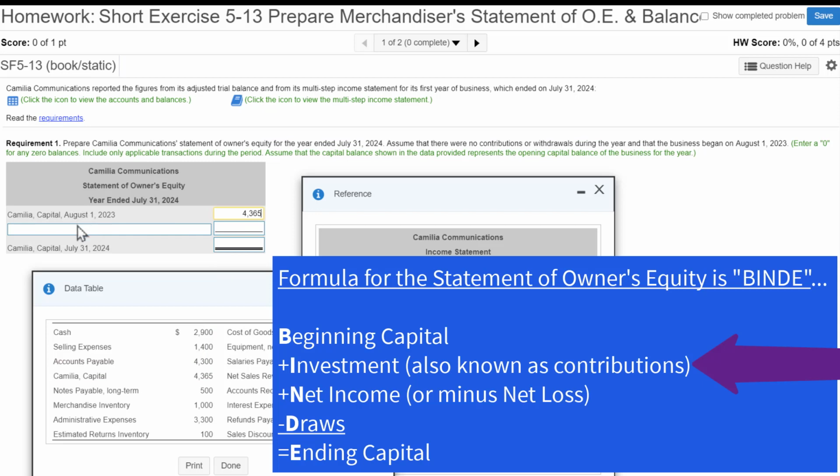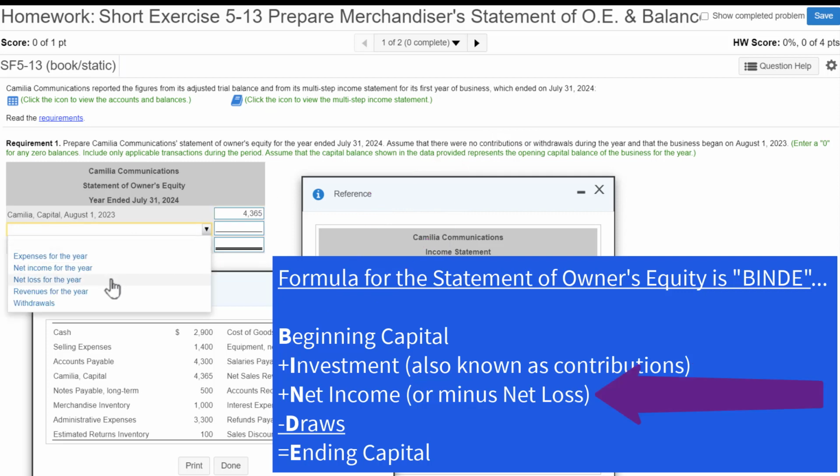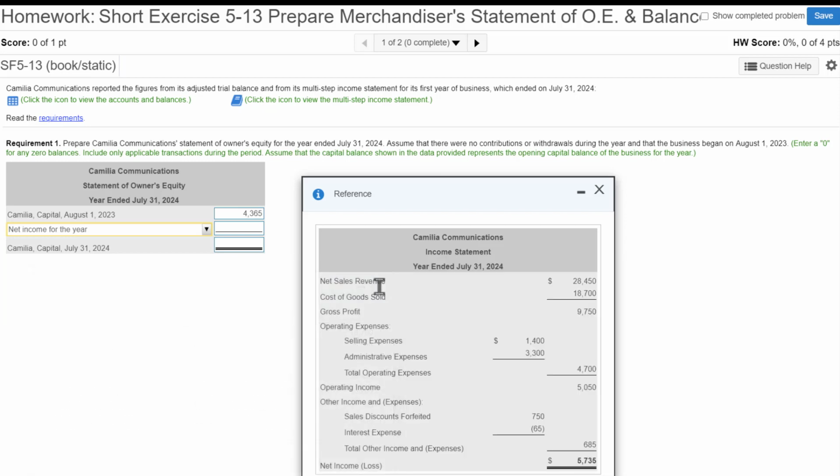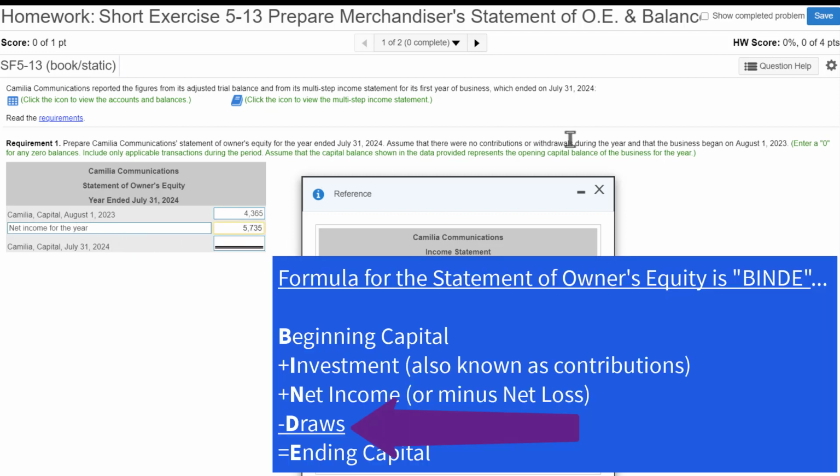All right, BIND. So we got beginning capital. I is investments. Again, there were no investments or contributions. N is net income, so we need net income, and we get net income from over here: 5735. D is withdrawals. Remember it says no withdrawals during the year, so they've left that off. Then that gives us E, ending capital. So 4635, and this is net income, so we're going to add that. If you add those two, you're going to get $10,100 of ending capital.